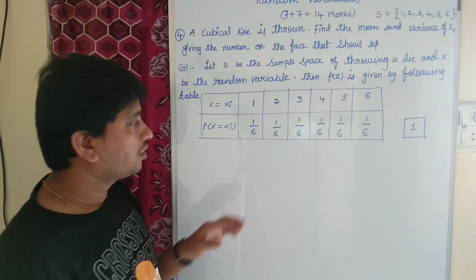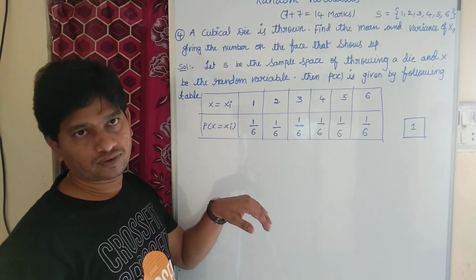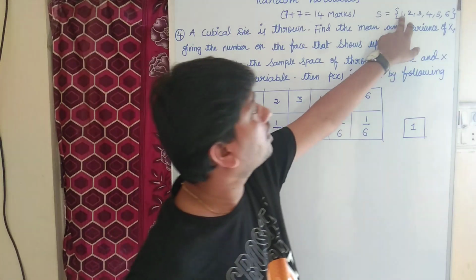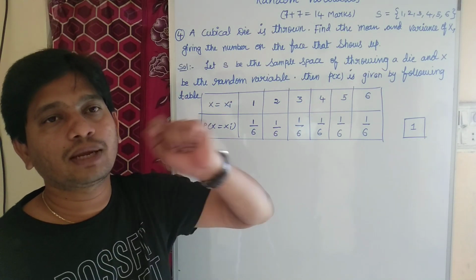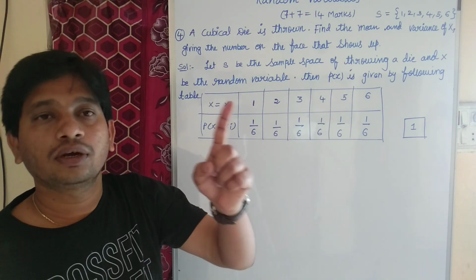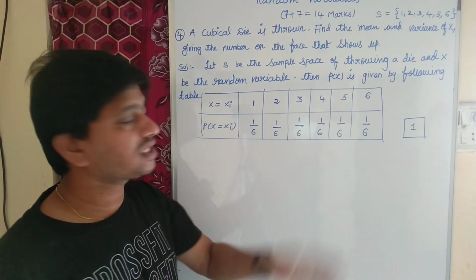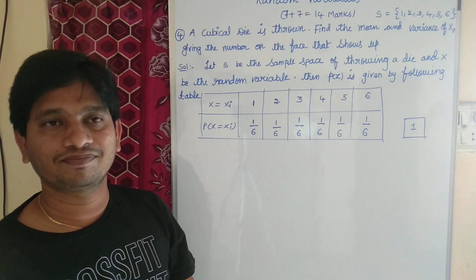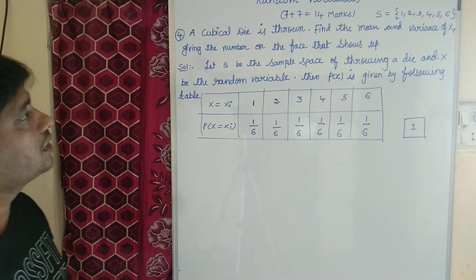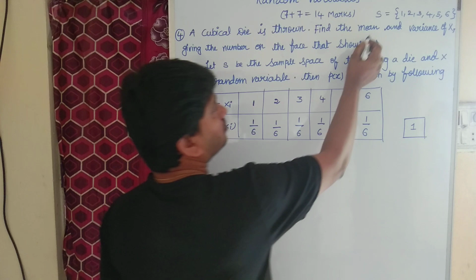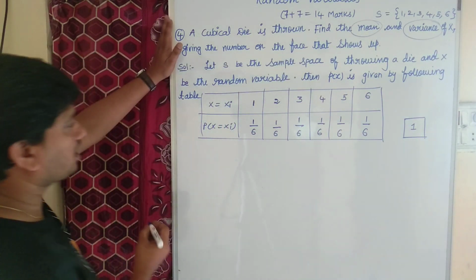Children, is it clear? Why we wrote 1 by 6? We know the probability formula: number of favorable outcomes by total number of outcomes. Total number of outcomes are 1, 2, 3, 4, 5, 6, so 6 total outcomes. Getting number 1 on top is 1 by 6. Getting number 2 on top is 1 by 6. All are 1 by 6 only, equally possible outcomes. Right? Now we got the table. Now the question is what? They are asking to find the mean, and the second question is the variance. Okay? Let us find the mean.